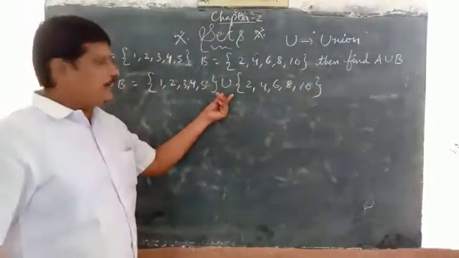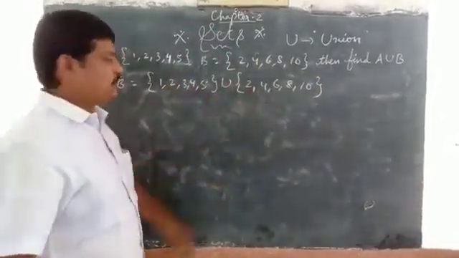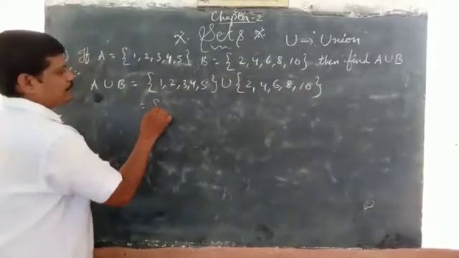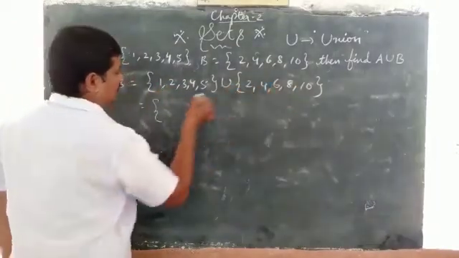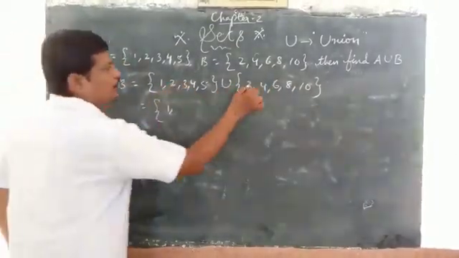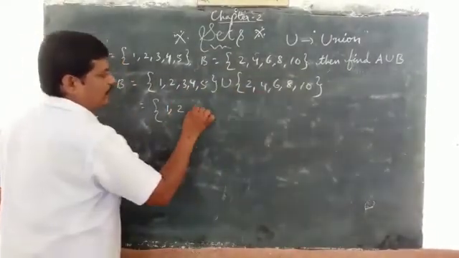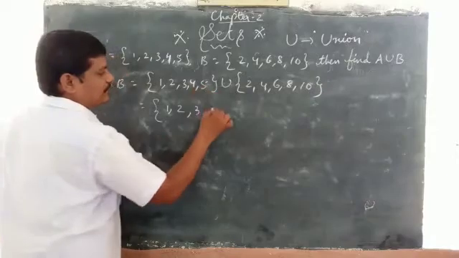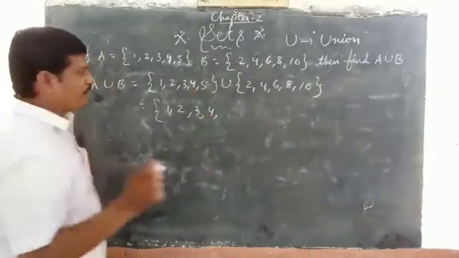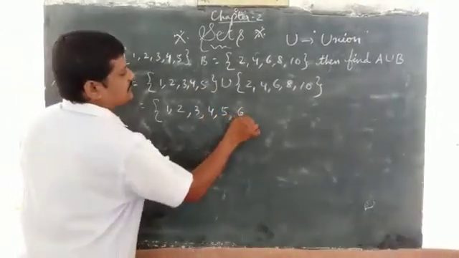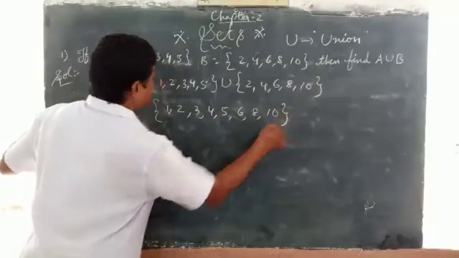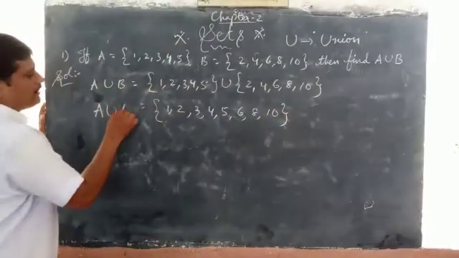What is meant by union? All elements, not repeated. That means 2 is there two times, but take it only one time. 4 is there two times. Don't take it two times, only one time. So 1, 2, 3, 4, 5, 6, 8, 10. This is called A union B.